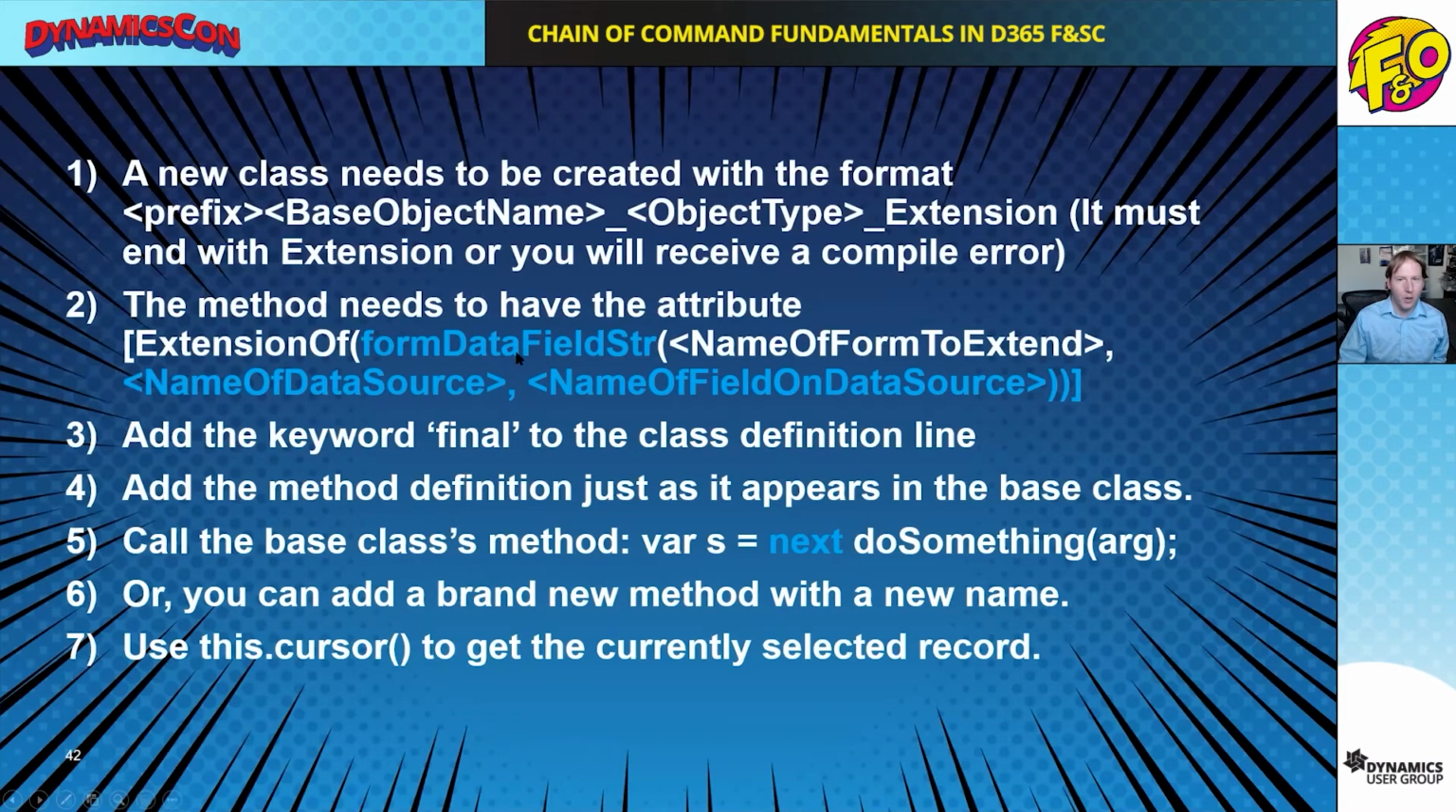This one's the most complicated one yet. We need to use this form data field string function, or method, and then we're going to give it the name of the form to extend, the name of the data source, and the name of the field on that data source. Once we do, that tells the compiler, okay, take our code, merge it essentially with that base code, and run it at runtime.